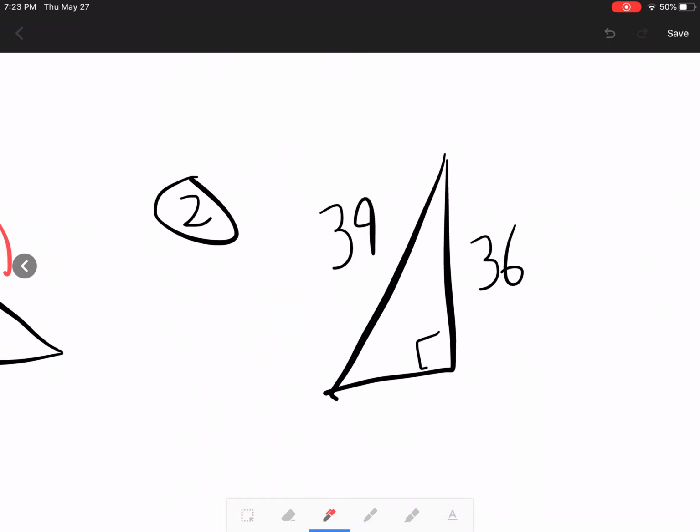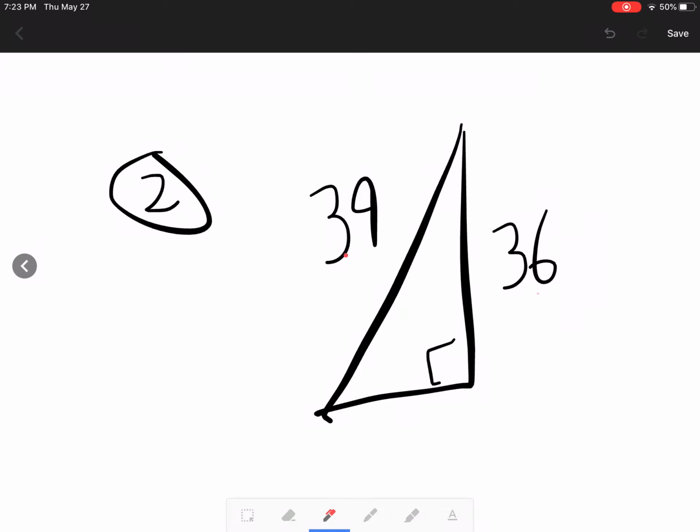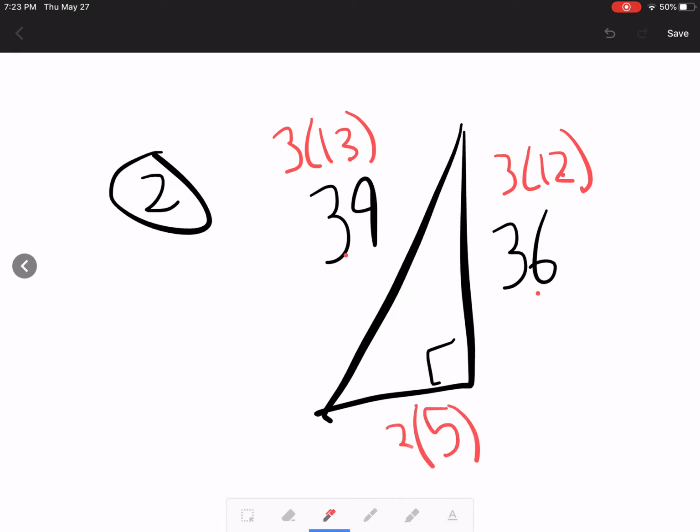Let's take a look at the second one. All right, 39 and 36. Now this was a little bit tougher, but it's very similar to the other one, where this is 3 times 13, 3 times 12. So we have a 13, 12, 5 Pythagorean triple, but we just have to times this one by 3, and so that missing side length is 15. So see, I'm not crunching any numbers. I'm not using a calculator. I'm using these known set of numbers to help me solve some problems.